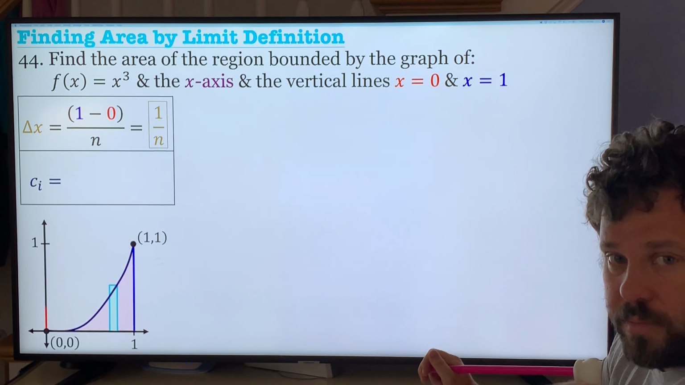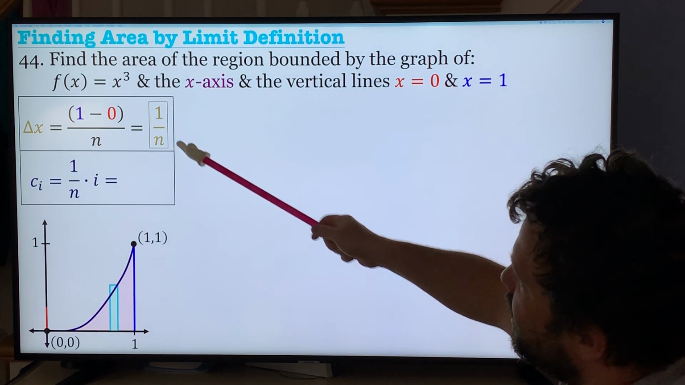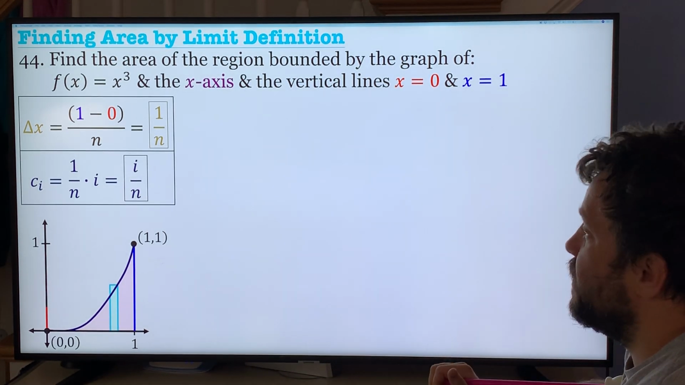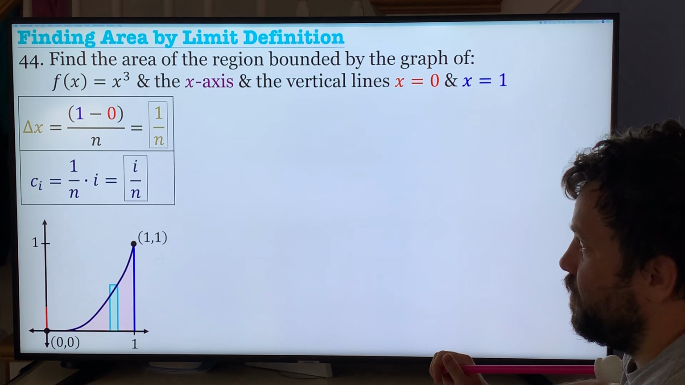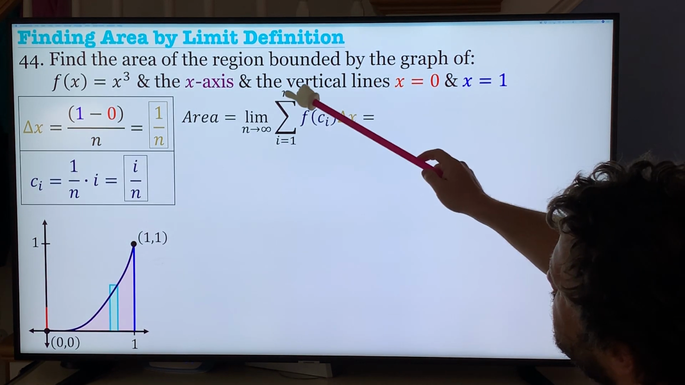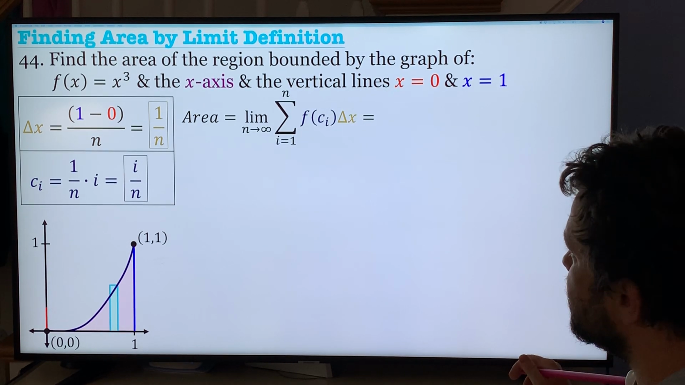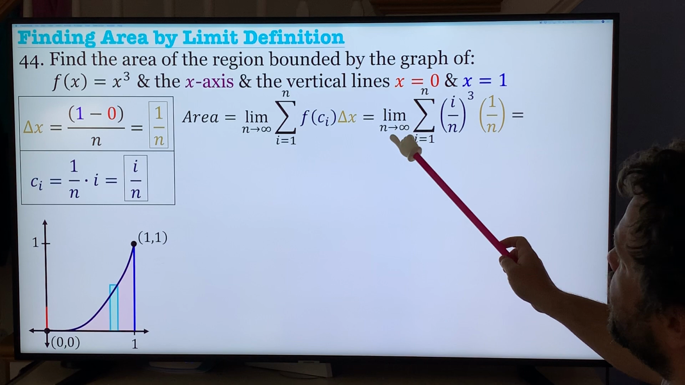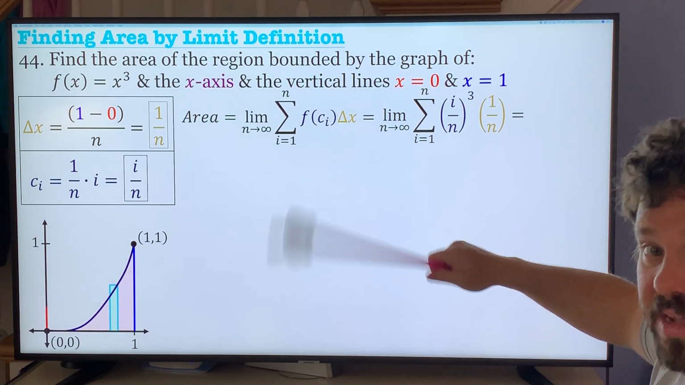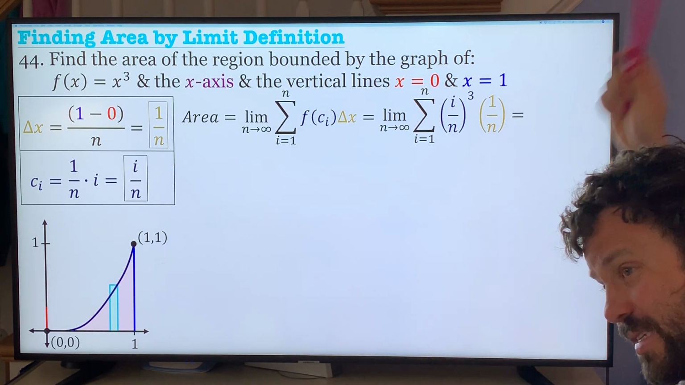All right, we good? All right, ci equals delta x times i. So it's 1 over n times i, which is i over n. Okay, still good? All right, so the area equals the limit of the sum from i equals 1 to n of f of ci delta x. So it's the limit as n approaches infinity, because there's an infinite number of rectangles now. That'll give us almost an exact answer. The rectangles are like a sliver.